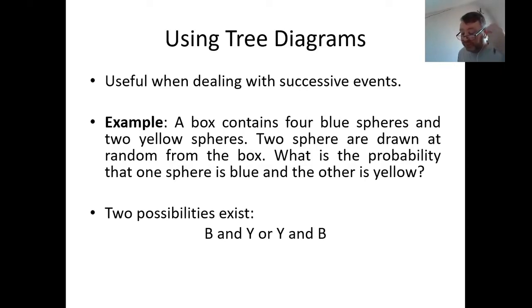So it just says what's the probability that one sphere is blue and the other is yellow. It doesn't matter about the order. So you can have blue and yellow, or you can have yellow and blue. So both of those must be taken into consideration.